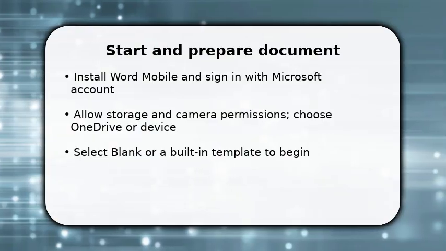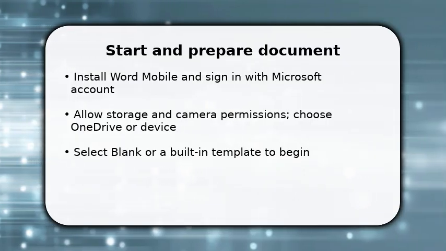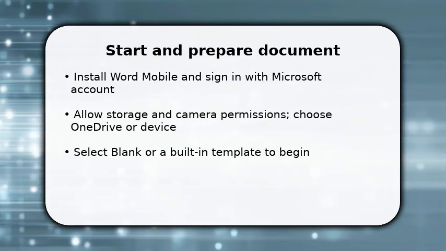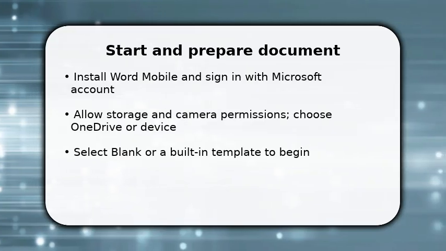You should open Word Mobile and sign in so your files sync. This ensures access across devices. Once signed in, grant storage permission so the app can save locally and to OneDrive. Tap New and pick blank or a template right away.